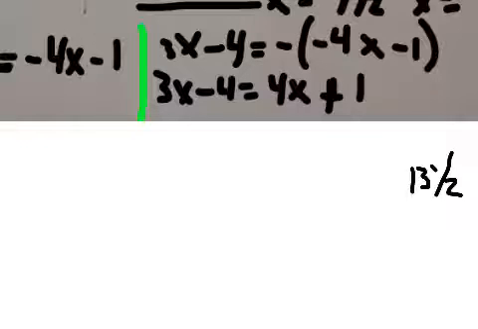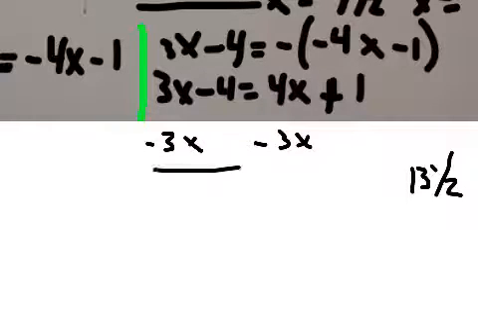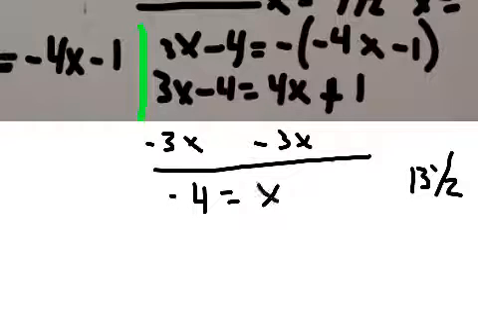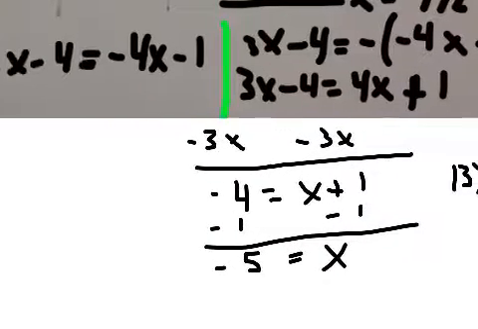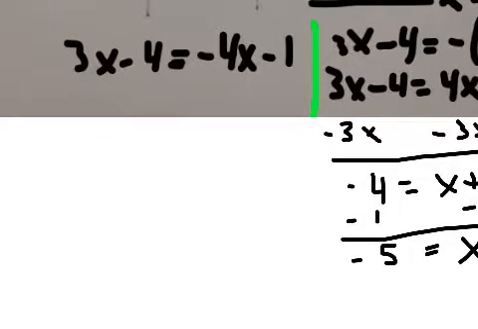to bring over the 3x over here, minus 3x, minus 3x. You get negative 4 equals x plus 1. Subtract 1 on both sides. X equals negative 5 over here. And that stays there. We'll do this one.